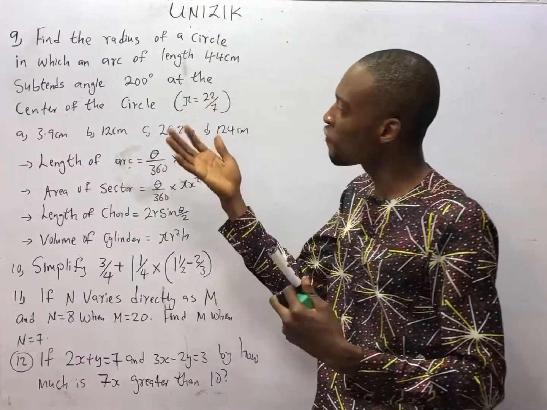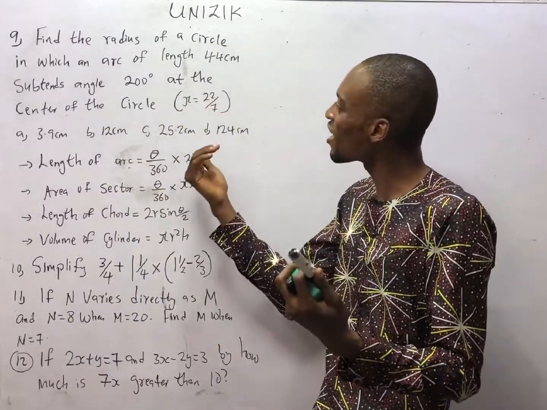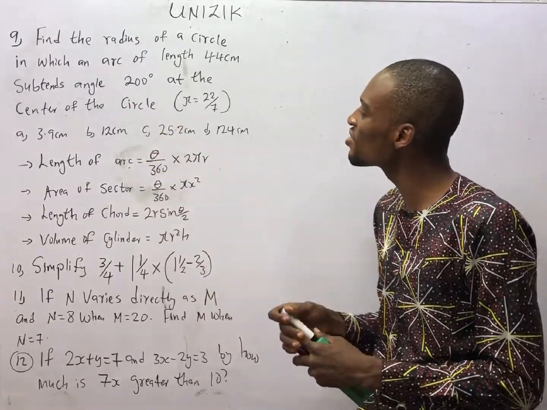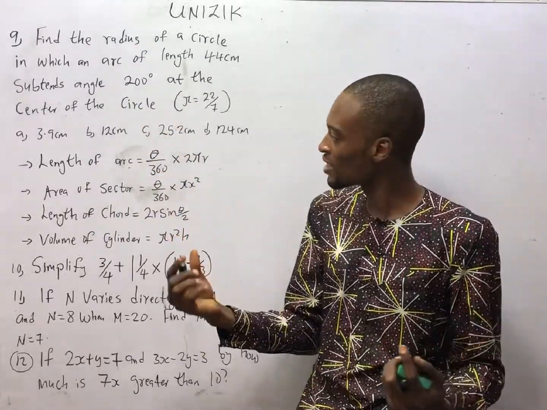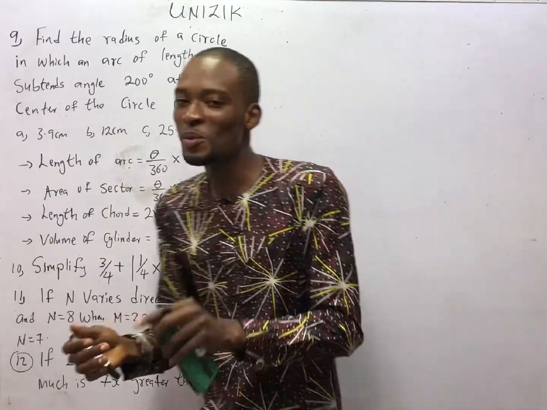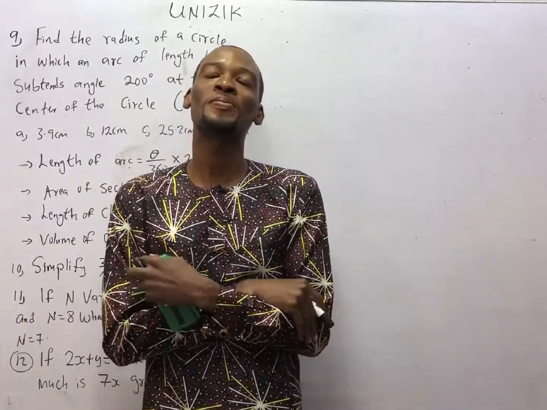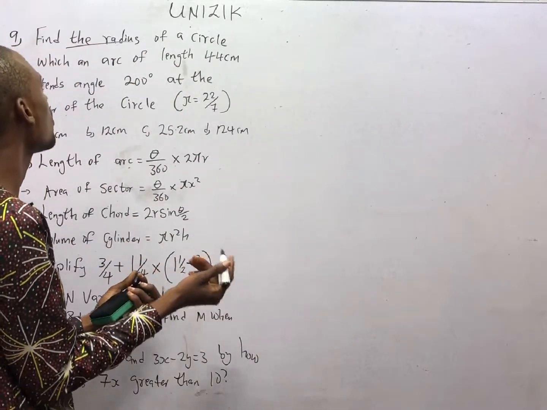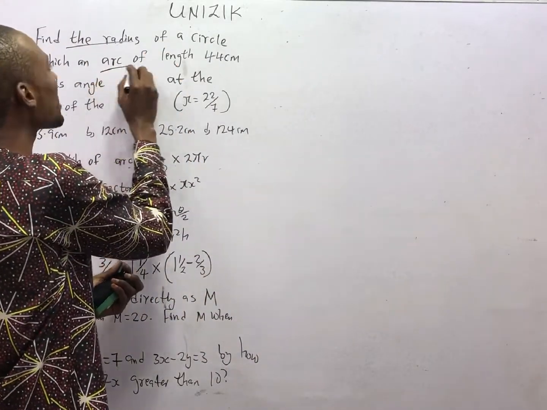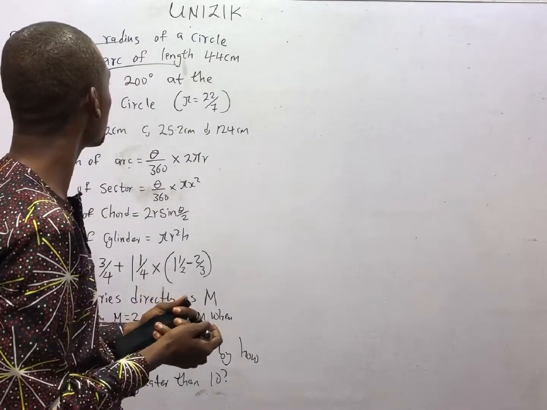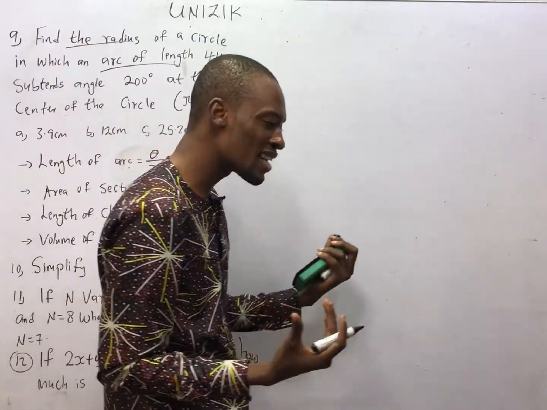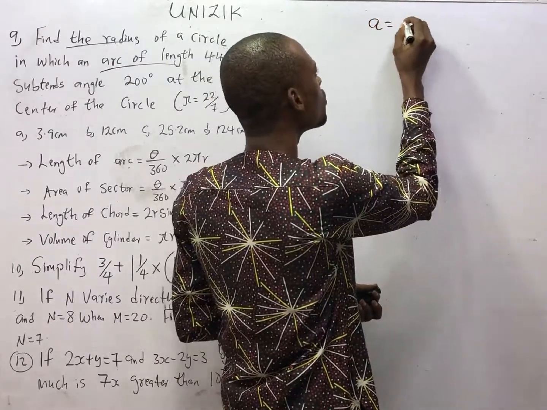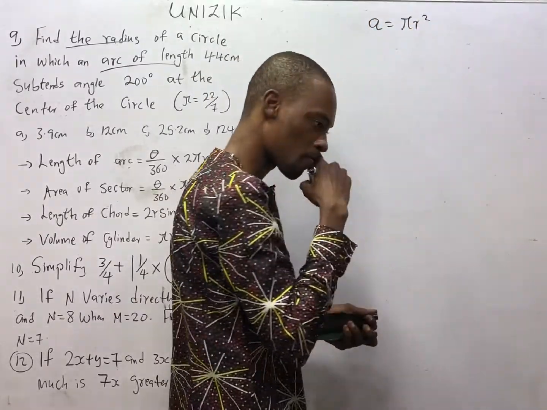Find the radius of a circle in which an arc of length 44 cm subtends an angle of 200 degrees at the center of the circle, taking pi to be 22/7. Look at this. Find the radius of a circle in which an arc of length 44 cm subtends an angle of 200 degrees. Now we know that the area of any circle is pi r squared.